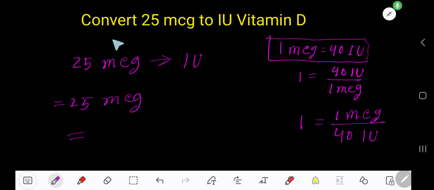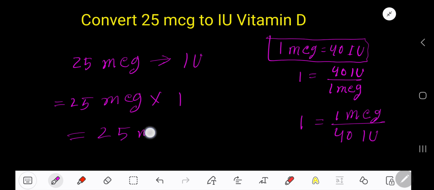In case of vitamin D, how to convert 25 microgram to IU, that is international unit. So we can rewrite this. This is the given information. We can rewrite it like, just I am rewriting it. Then instead of 1, we can either write this conversion factor or this conversion factor. This or this conversion factor has come from this conversion equation, 1 microgram equal to 40 IU.